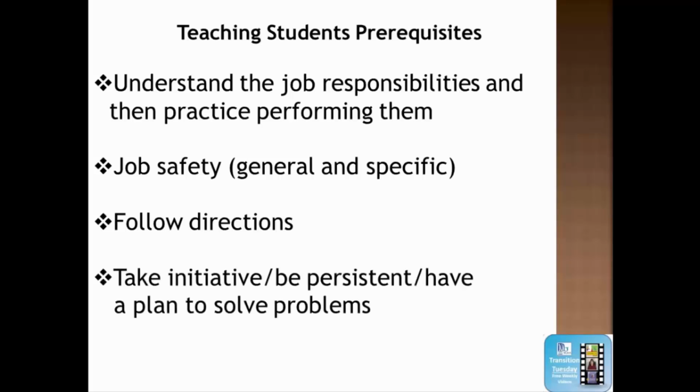And they need to take initiative and be persistent in completing their tasks and have a plan to help them solve problems. And the plan can't be to not do the task or have the job coach or supervisor do it for them. In other words, they need to learn problem-solving skills. Obviously, these prerequisites are not one-time and you're done tasks. They are a combination of smaller skills that need to be broken down into smaller pieces and practiced.